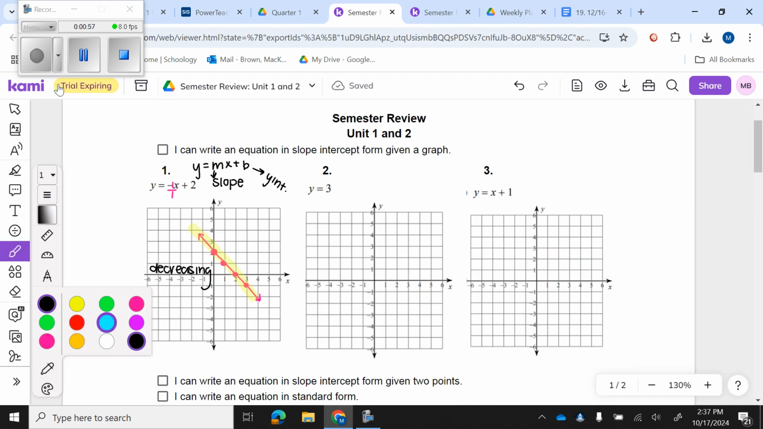All right, number 2, I've got y equals 3. This is a special one. We've got to remember the word hoi, which tells me it is going to be a horizontal line. So I'm going to go to 3 on the y-axis. I'm going to draw a point, and I'm going to draw a horizontal line.